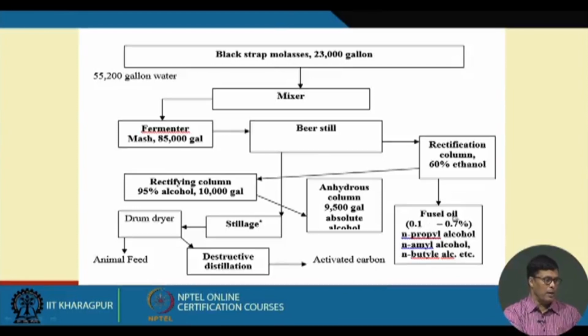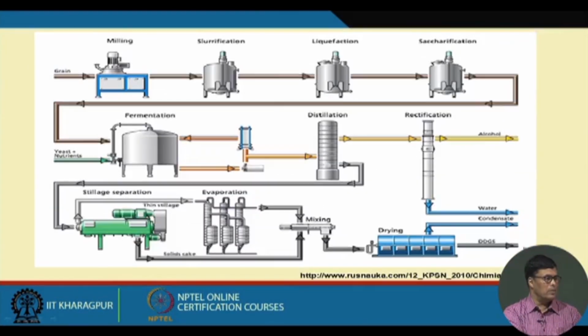Now I was talking about the fusel oil. During the distillation of alcohol we get some fusel oil. The concentration of fusel oil is about 0.1 to 0.7%. Normal propyl alcohol, amyl alcohol and butyl alcohol are the different alcohols present in this fusel oil.